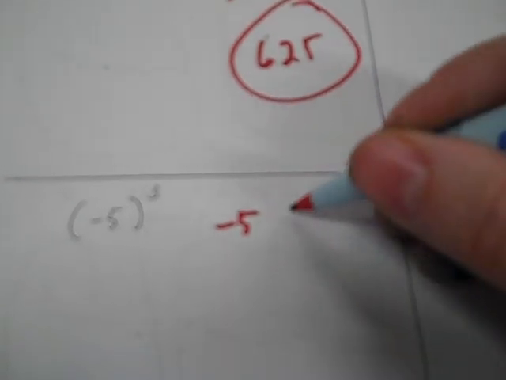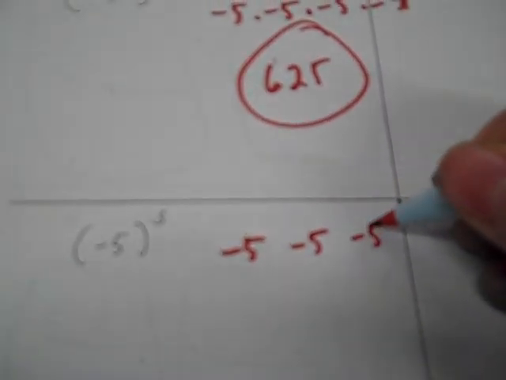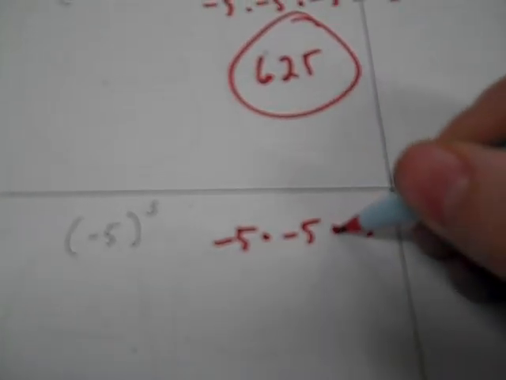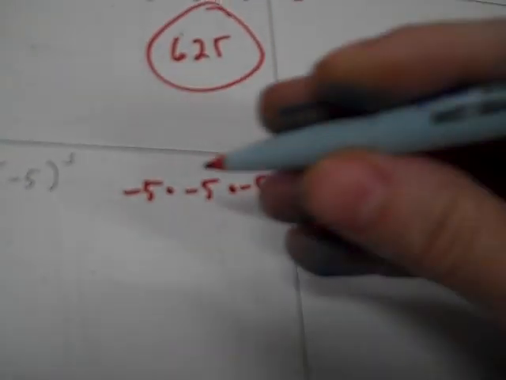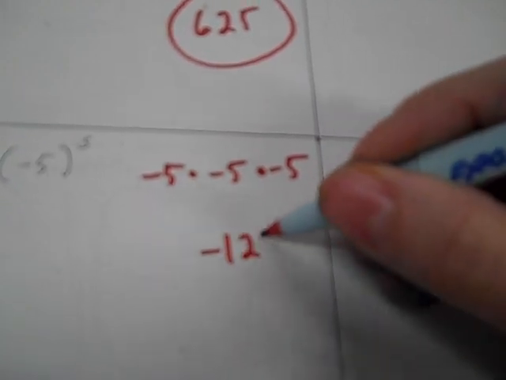Okay, negative 5 to the third. Now this is an odd number of negative factors, so the product's probably going to come out negative. Okay, negative 125.